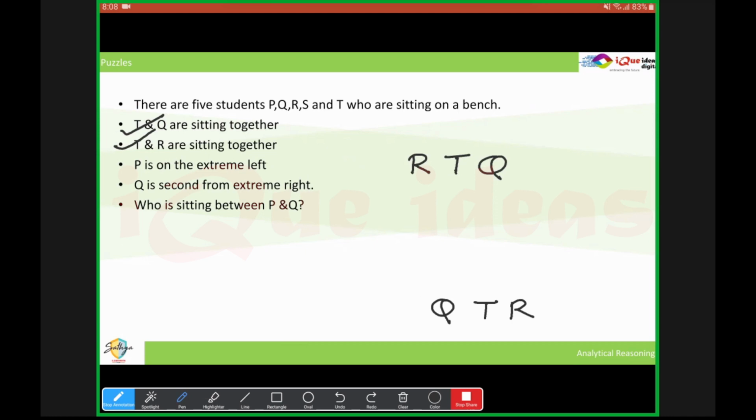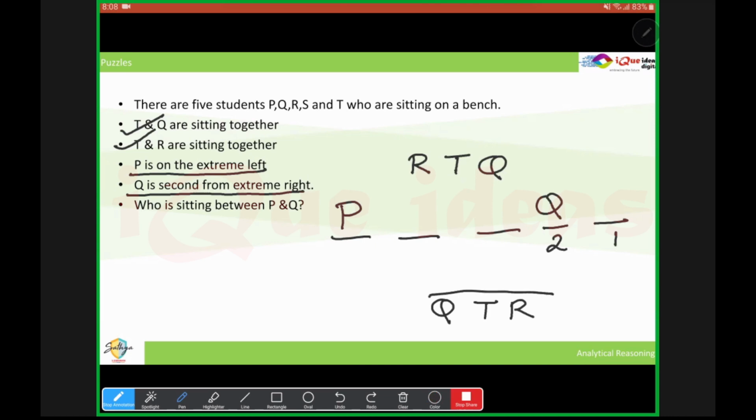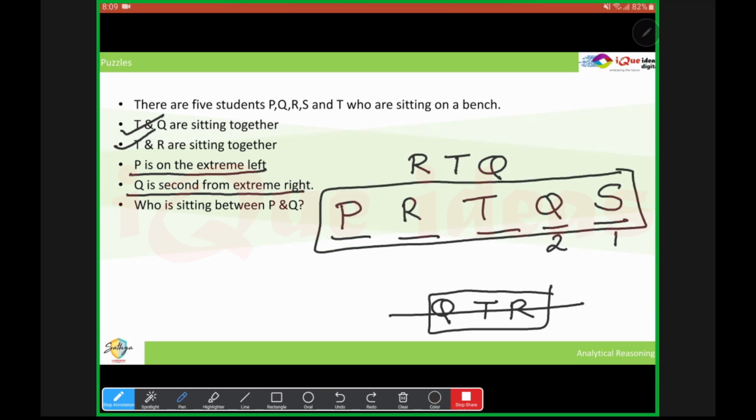Now, it is said P is sitting on the extreme left. So for five students, P on the extreme left to yehi ho sakta hai. And Q is second from the extreme right. So first from the right, second from the right. So Q ko agar yahan pe fit karta hun, to Q ke right hand side mein ek hi jagah hai. To QTR to nahi ho sakta. So R, T, Q. So S bacha, usko yahan pe dal diya. So now my final arrangement becomes PRTQS.